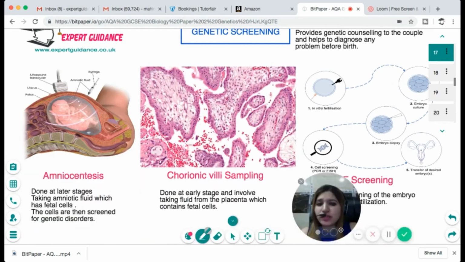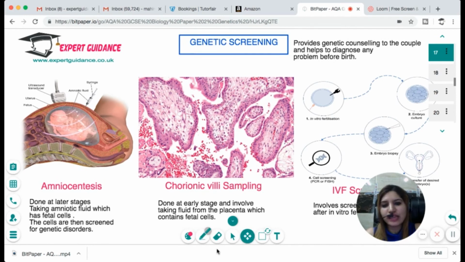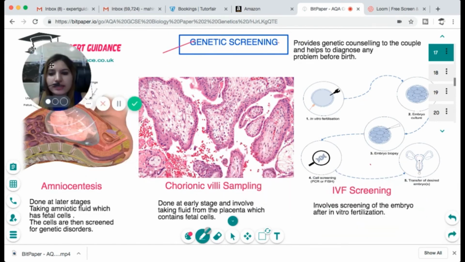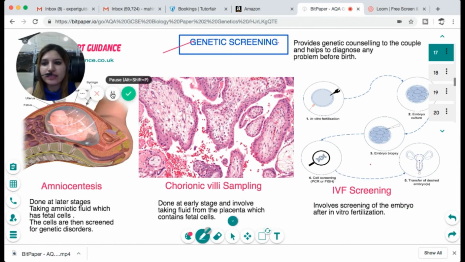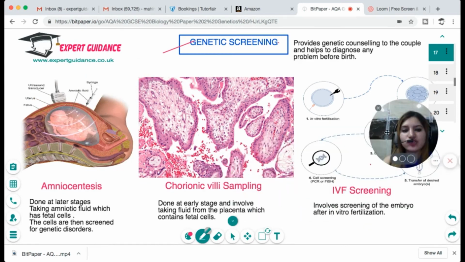Now, since we know there are a lot of genetic disorders, there's another thing which is very hot these days, which is genetic screening. Now, what is genetic screening? Genetic screening is when we screen the genes of the unborn child to find the likelihood of getting a disease. When we screen the genes of the unborn child or the fetus, we can find whether the child is suffering from any diseases or not.